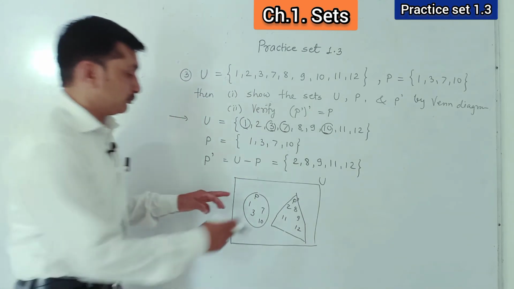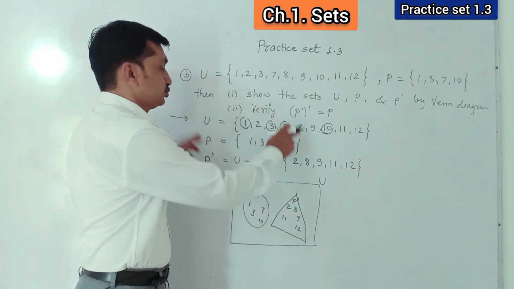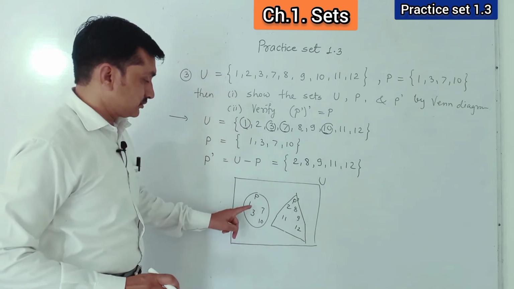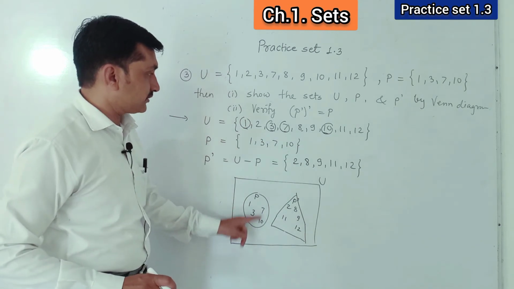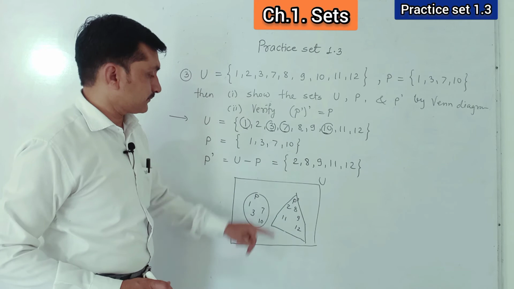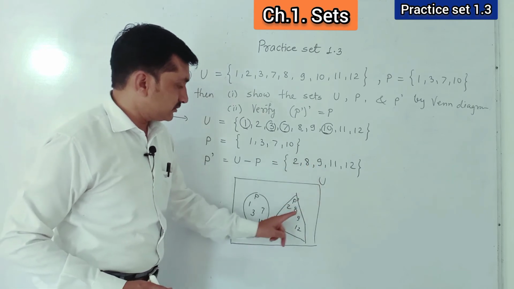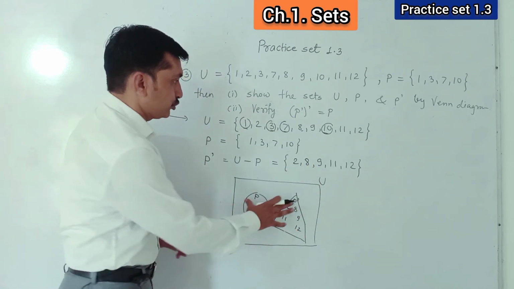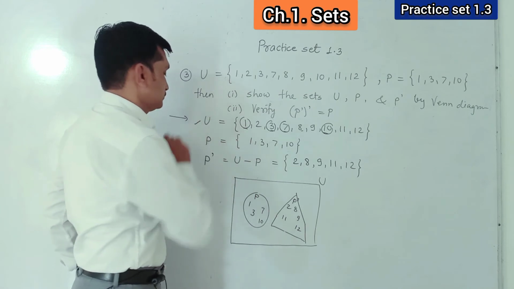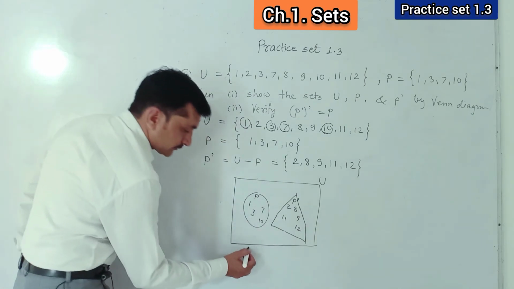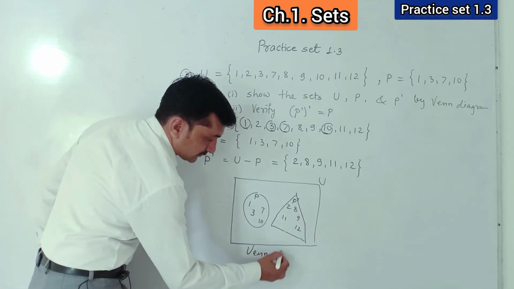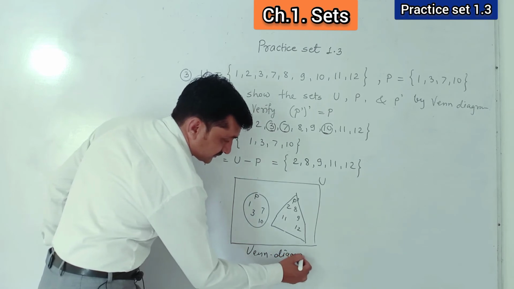Okay. Now both together we get U. Both together here: 1, 3, 7, 10 and 2, 8, 9, 11, 12. And both together we get U. In this way, we can draw the Venn diagram of the given set.